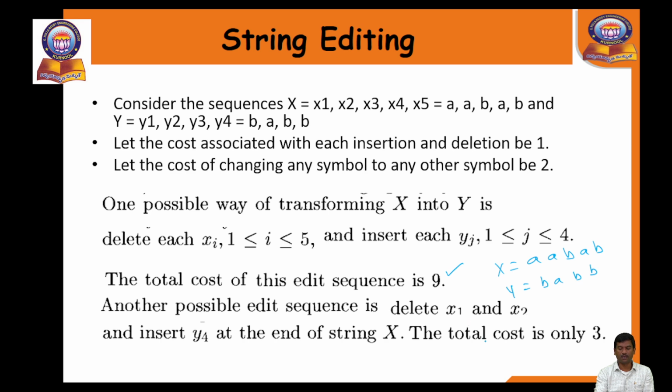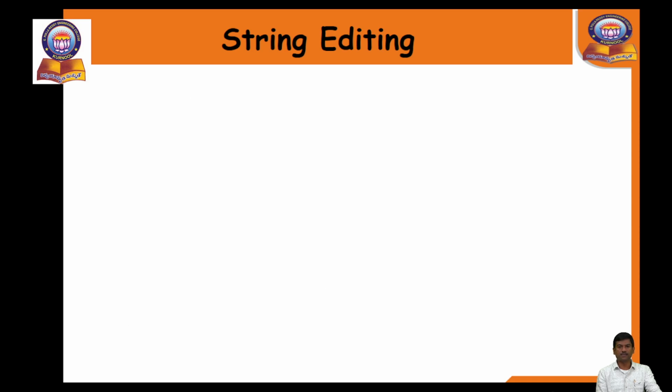And when you consider another possibility, that is, delete x1, delete x2, and then insert y4 at the end. That is, you are inserting an element, so x is being transformed into y. And what is the total edit sequence? For delete, it is equal to 1, and for this also delete, it is equal to 1, and for inserting it is equal to 1. Then what is the total cost? The cost will be equal to 3. So this is the optimal solution to transform x into the y string.